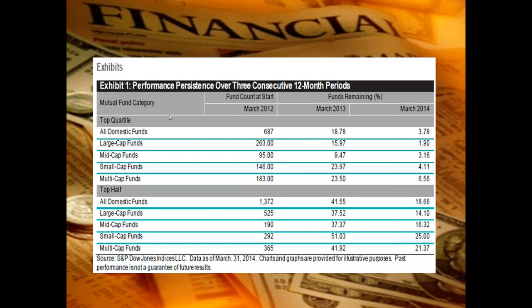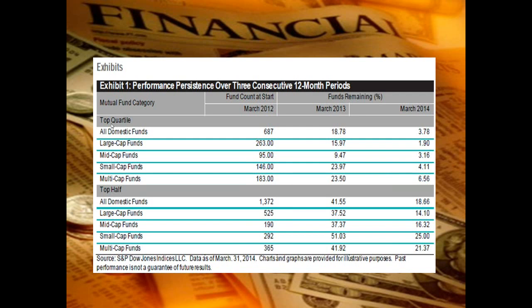This first chart here, by the way, there's a great deal of written material inside this report, which I'm not putting up on the screen. I'm just going to put up the graphs and the charts so you can take a look at the bottom line numbers. But there is very good verbiage inside this particular report. So what we're looking at here is the performance persistence over 3 consecutive 12-month periods, or 3 years. And what we've got here is mutual funds broken down by categories.